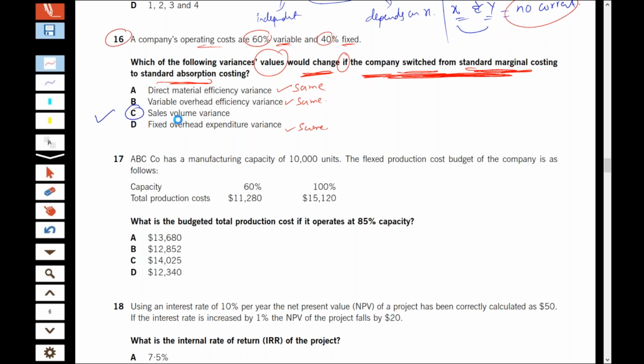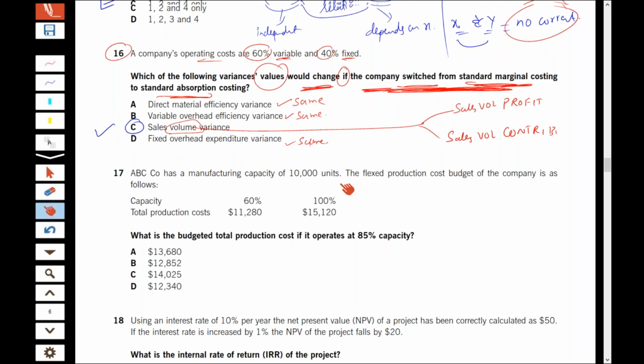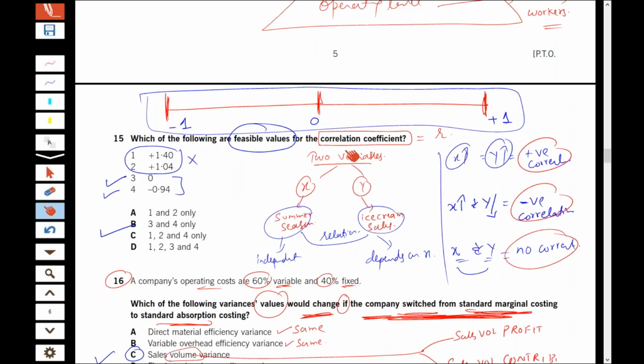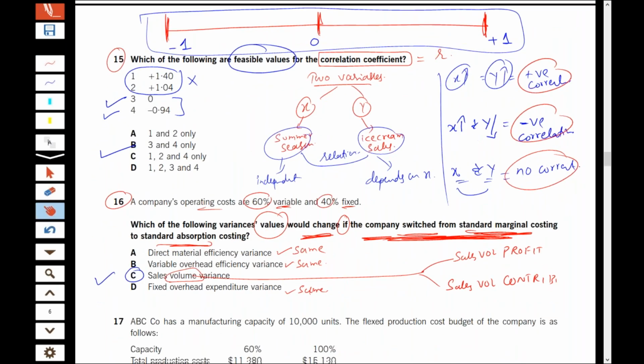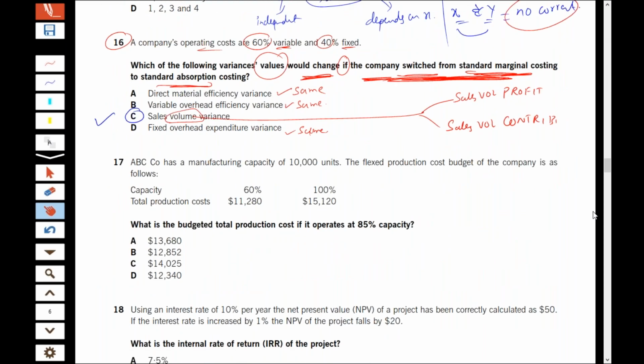I'm also explaining this. This is the sales volume variance. Why? In the sales volume variance, there are different ones. Remember, it's sales volume profit variance and sales volume contribution variance. So definitely these values will change, and the rest of the other values would remain the same because nothing has to be changed on those values. So this is my option C.